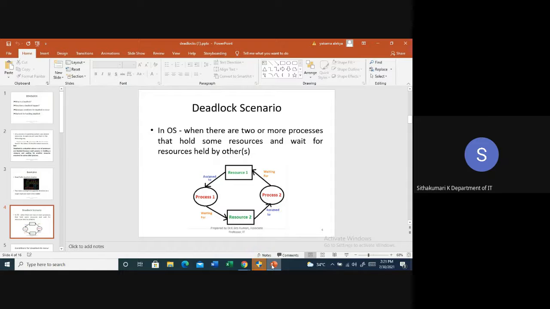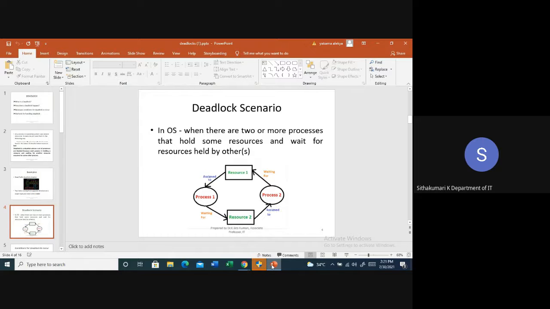So this is a situation where the processes P1, P2 and P3 will be held in the deadlock state because of the resource type, tape drives. So these are the situations where the deadlock can happen. So this is a situation.